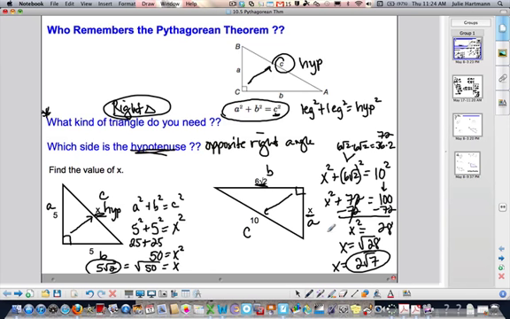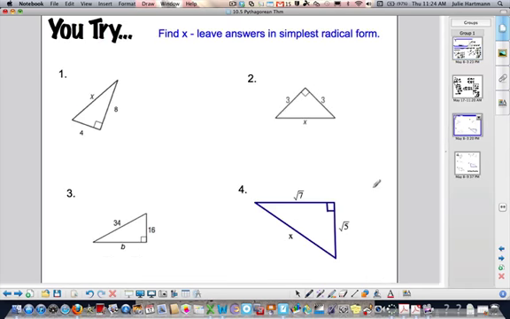Okay, so those are 2 examples. Now you're going to go on. Here's your you-try page, 3 of them where x is the hypotenuse, and then 1 where x is not the hypotenuse. Okay, so once you're set up, you want to remember A squared plus B squared equals C squared, where C equals the hypotenuse. So go ahead and try those ones, and that's it. We will talk about these in the next class.